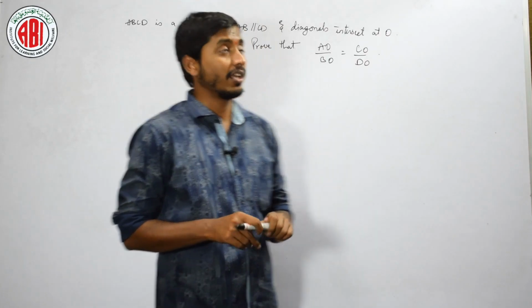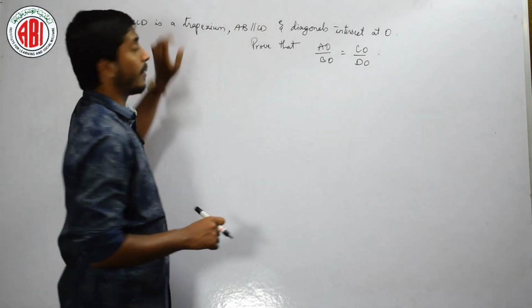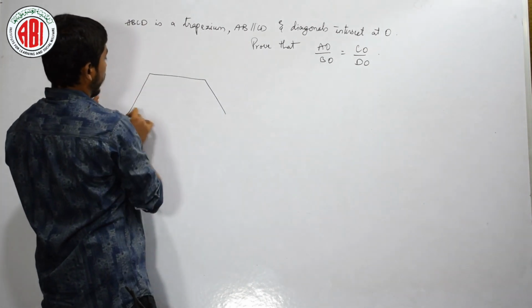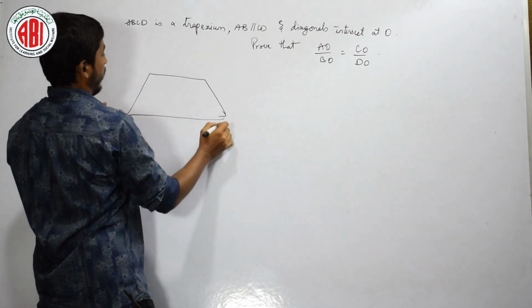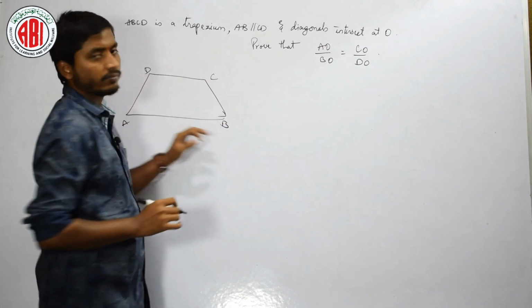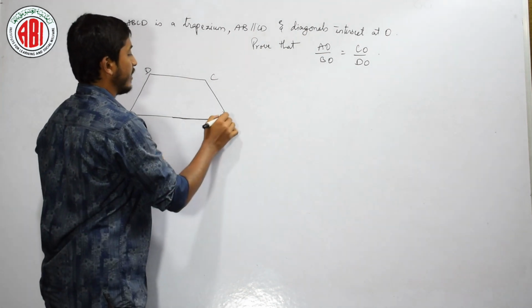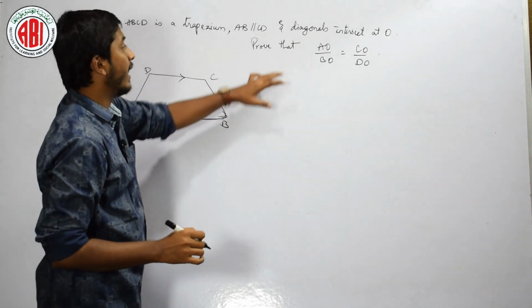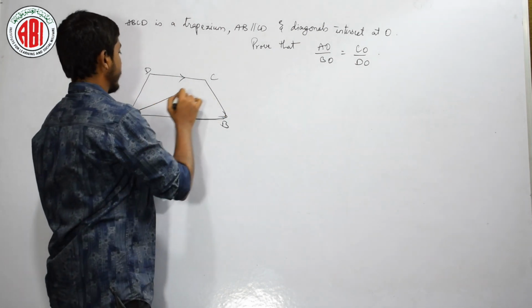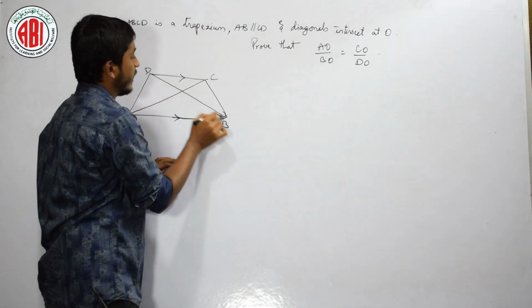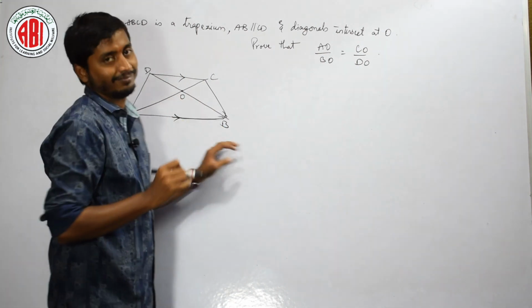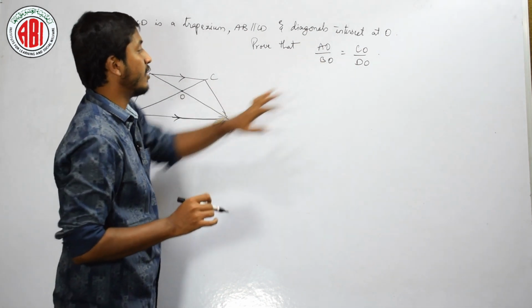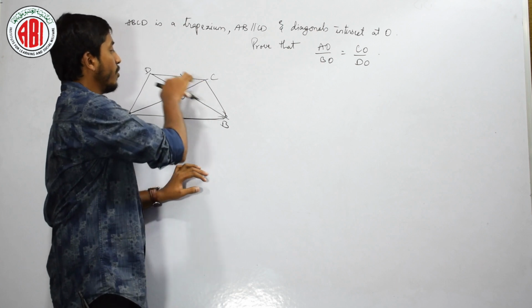Now see here, the next question: ABCD is a trapezium. How does it look? This is a trapezium, A, B, C, D. He is telling that AB is parallel to CD, and its diagonals AC and BD intersect at a point O. Then he is asking us to prove AO by BO equals CO by DO.